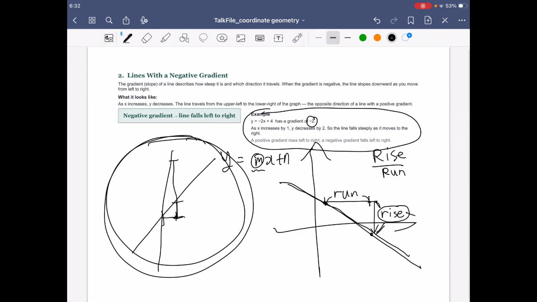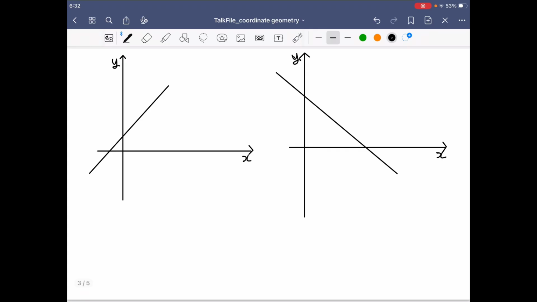Then another question might be: why do these kinds of lines fall left to right? Why do they have a negative gradient? Let's have a look at these 2 examples. The left one, let's say I want to know the gradient of this graph. So gradient is rise over run, and also change in y divided by change in x.